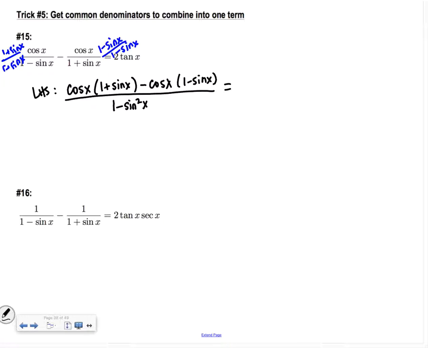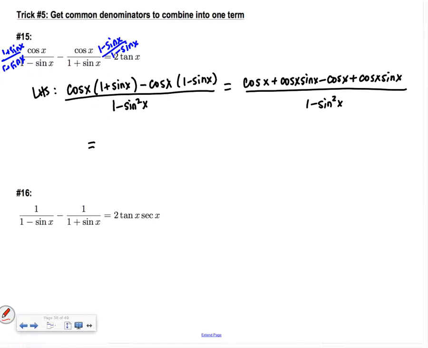And I'm going to go ahead and multiply the cosine in. So I'm going to have cosine of x plus cosine sine. But then I'm going to have minus cosine of x, and then I'm going to have plus cosine sine. Okay, so my, oops, that one's not canceling, is it? My cosine of x and my negative cosine of x cancel, and I have 2 of the cosine of x sine of x on top.